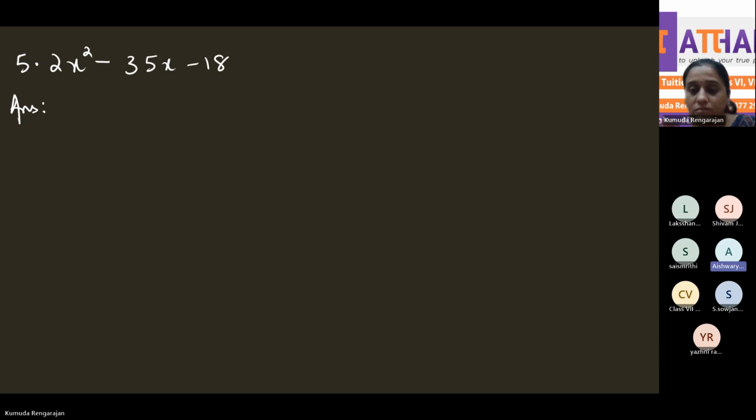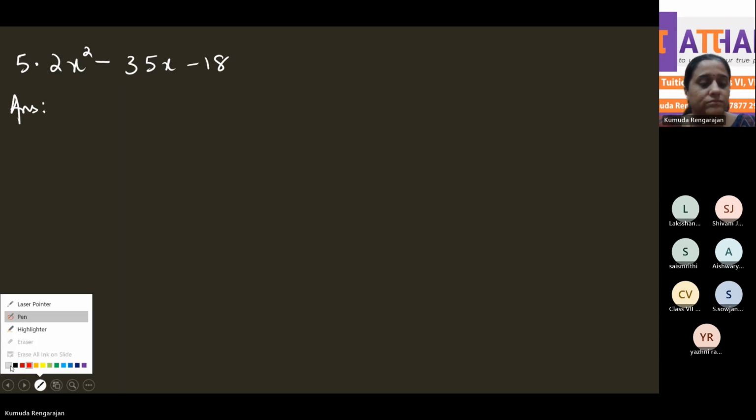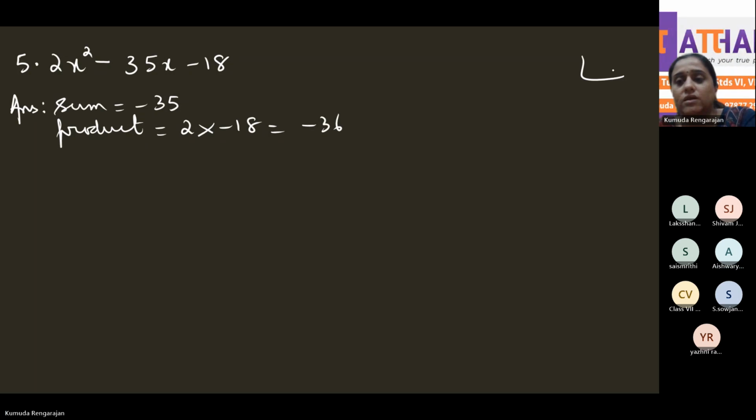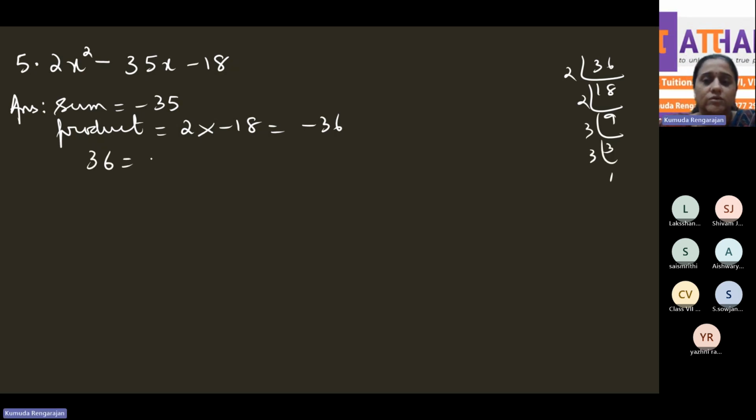Ma'am, the sum is minus 35. And the product is 2 into minus 18, which is minus 36. So 36 is equal to 2 into 2 into 3 into 3. So what are the two numbers?